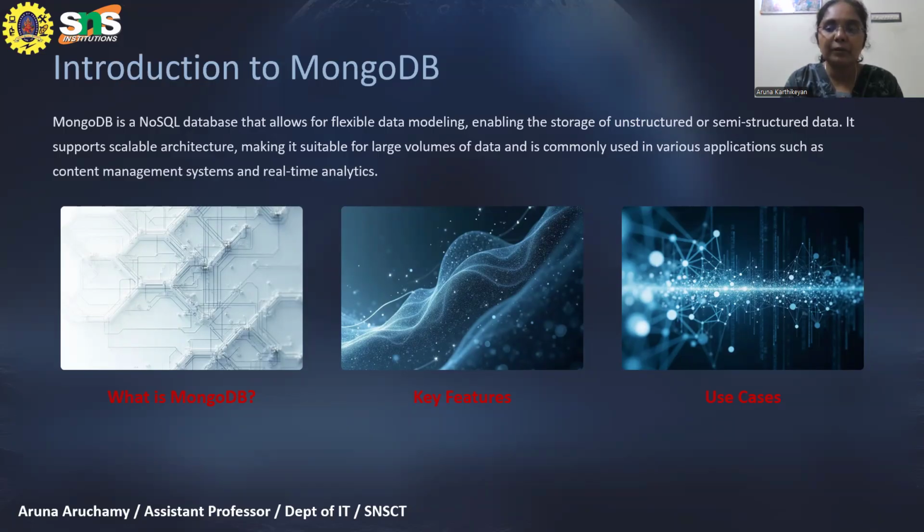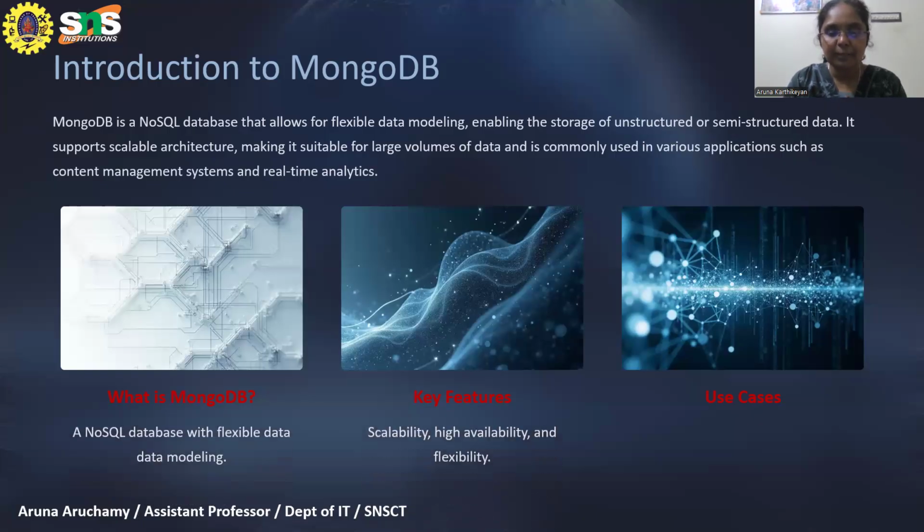It can be used for large amounts of data, because nowadays data sets are huge. In most applications, we use larger data sets in real-time analytics. In this case, we can go for MongoDB. So this is the definition of MongoDB. The three major key features are scalability, high availability, and flexibility. These are the three key features of MongoDB. We can use it for IoT applications, real-time analytics, content management, or live data.